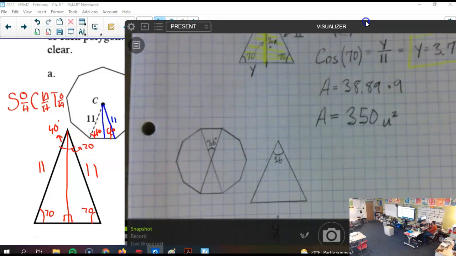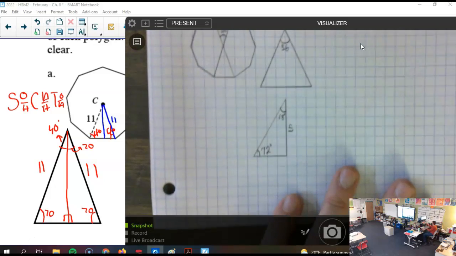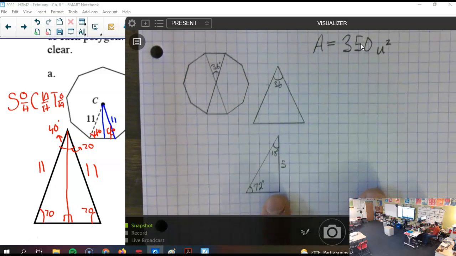Here's how I started my drawing. I did an isosceles triangle, but then I drew a right triangle, because I think it's almost easier to deal with if I just separate out the right triangle.